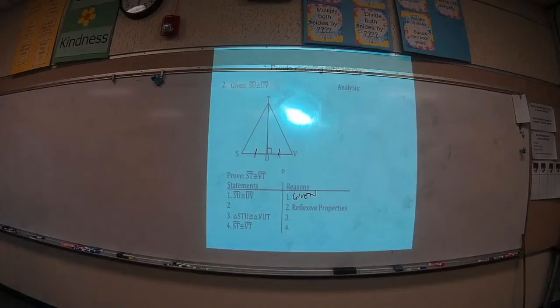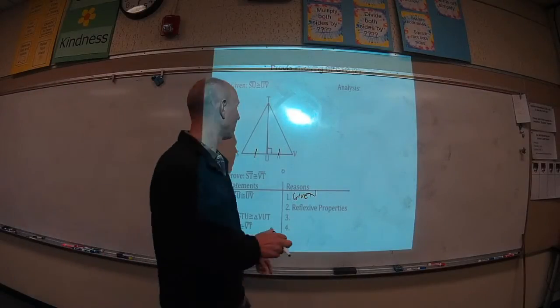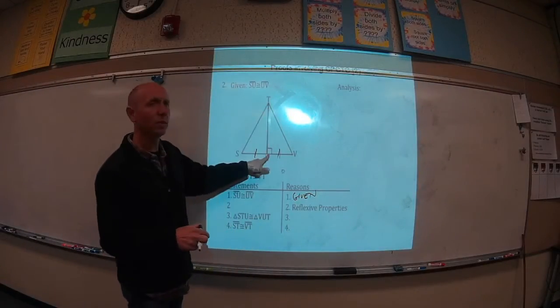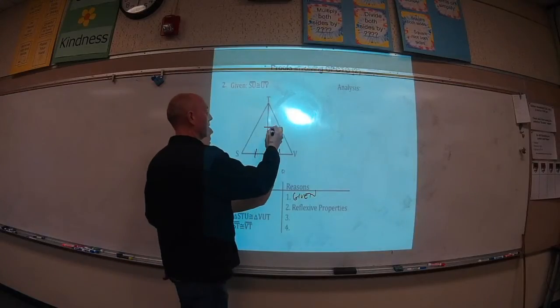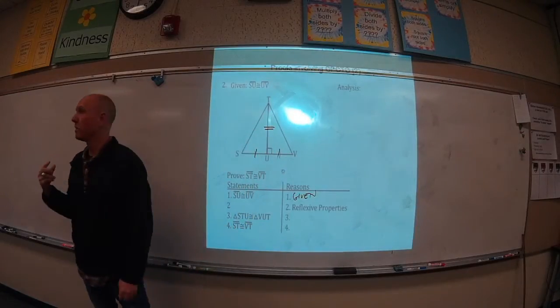And Gavin Wamsley. Did you get a good? I got the best good. TU is congruent to itself. That's the reflexive property. This proof is flawed.